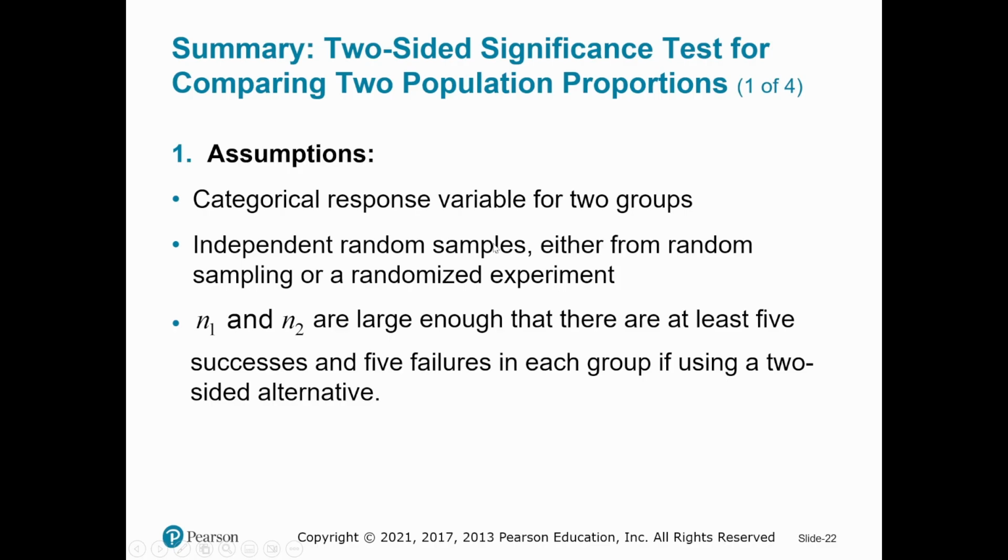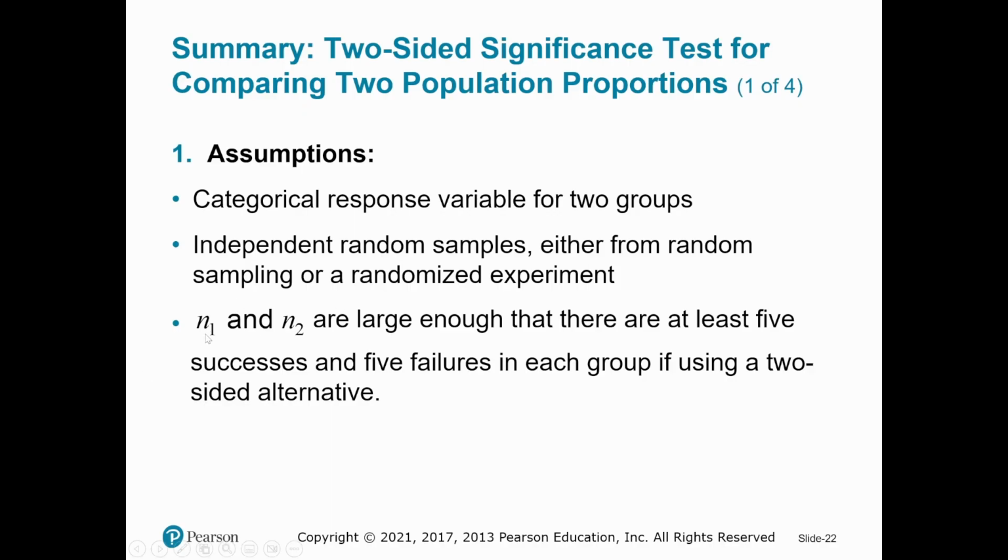Independent random samples, either from random sampling or from a randomized experiment. Now, don't forget, a randomized experiment is different than a random experiment. A randomized experiment means the study participants or subjects are randomly assigned into the different treatment groups. For example, a placebo group and a drug group.